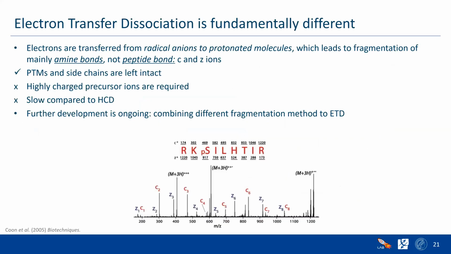There's another fragmentation method known as electron transfer dissociation. But this is fundamentally different, because here electrons are transferred from radical anions to protonated molecules. As a result, we don't have fragmentation on the peptide bond, but on the amine bond, and therefore we have C and Z ions. In this fragmentation method, the PTMs and side chains are left intact. So it's good for studying PTMs, but we need higher precursor charges because we lose some of the protons during this electron transfer. Compared to CID, it's also very slow. There's a lot of development going on, and people are combining ETD with other fragmentation methods to improve this further.